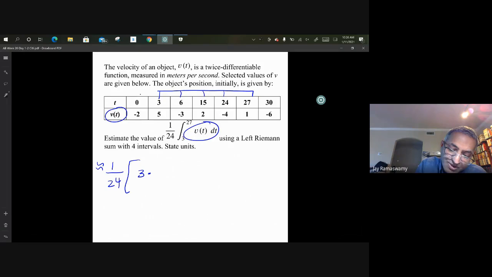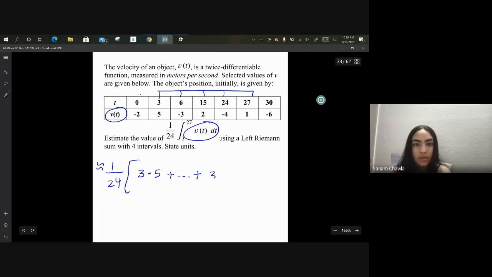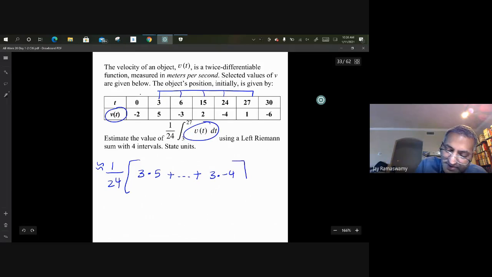Silly boy, 3 to 27. Pay attention. Again, everybody, you need to look at the interval they give us. So 3 times 5, plus dot dot dot, just do the last one: up to 3 times -4.